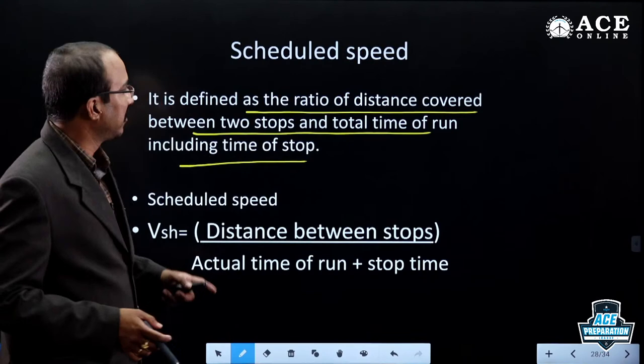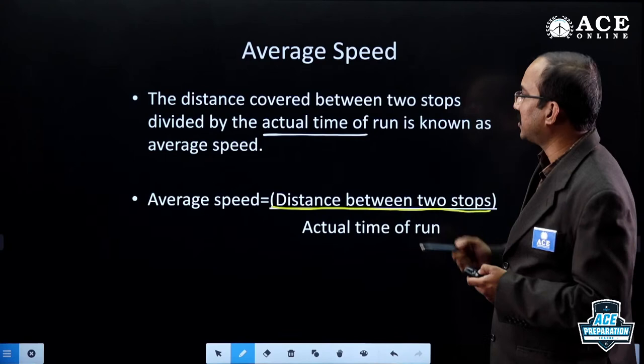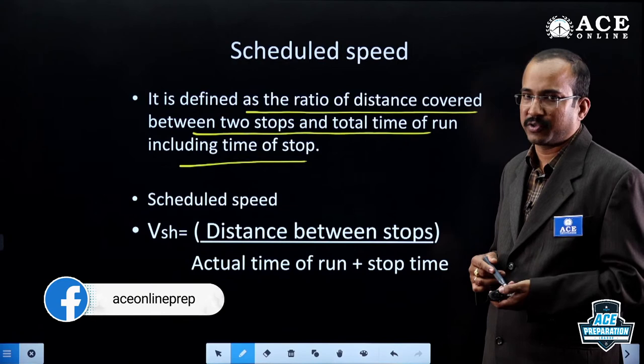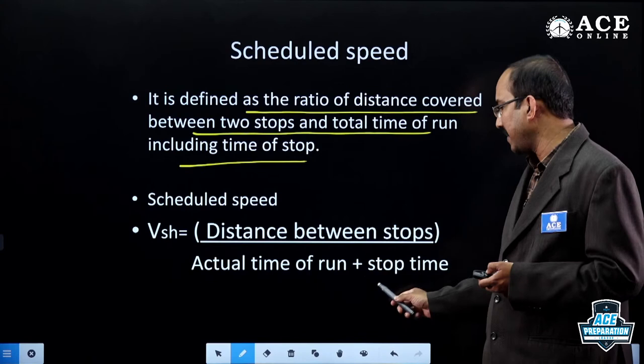So as you are including both run time and stop time, what is your observation? Will average speed be more, or will scheduled speed be more? No doubt, average speed will be more than the scheduled speed. Average speed will be more when compared to scheduled speed, because here we are not including the stop time in average speed, but stop time is included while calculating the scheduled speed. Okay.